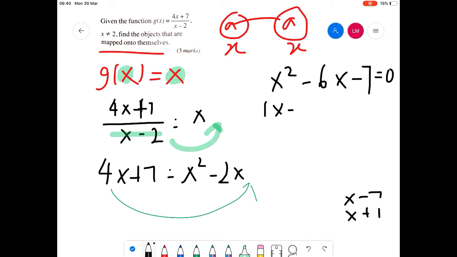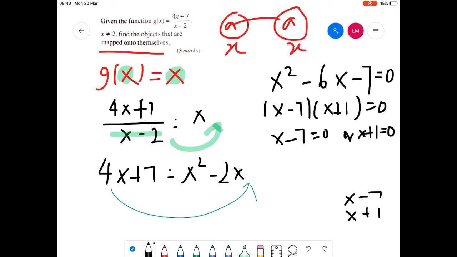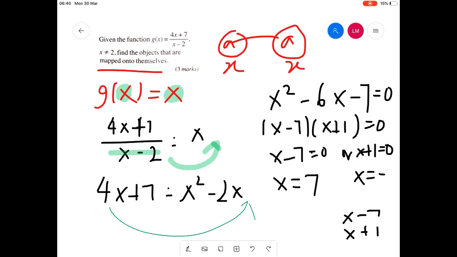If you are not sure how to do it by this method, you can use the method you're used to, pressing the calculator. x minus 7 equal to 0 or x plus 1 equal to 0. So your x will be equal to 7 or x will be equal to negative 1.